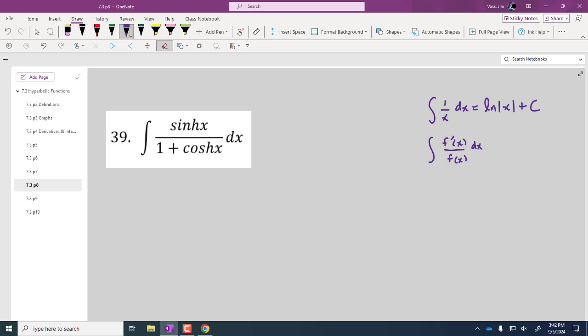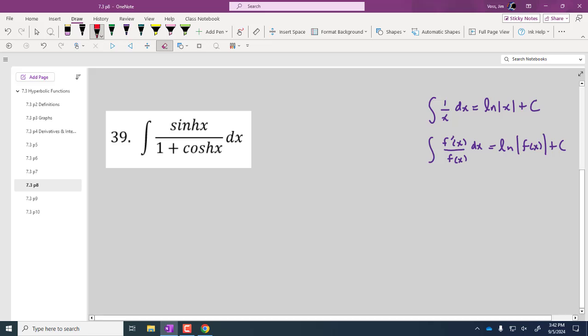And this is super easy. Let me just write down the answer. The answer is natural log absolute value of f of x. Anytime you have an integral in log form, the answer is immediate. It's natural log of the absolute value of the denominator.